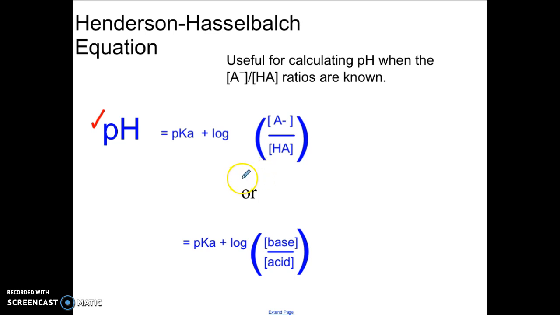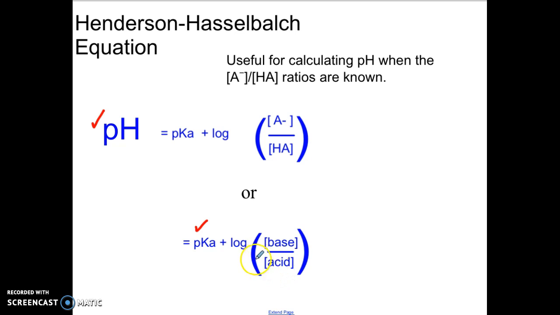AP test. It is where the pH is equal to the pKa plus the log of the conjugate base over the weak acid. Or if you're talking about the weak base over its conjugate acid. So I kind of have it down here, as you can see, in another form where it's the base over the acid.